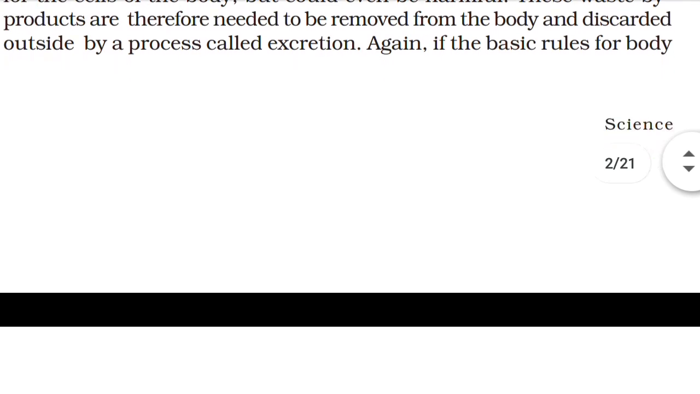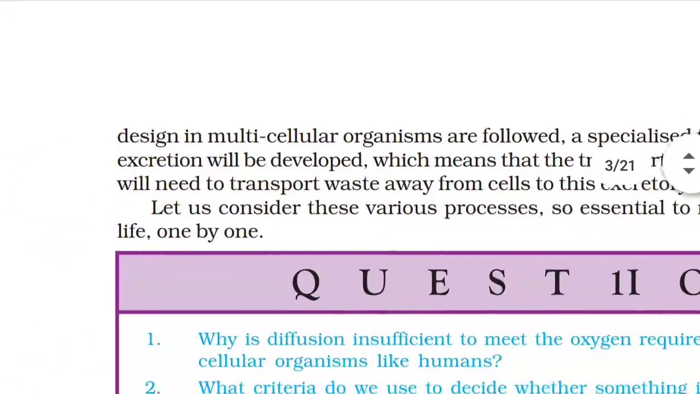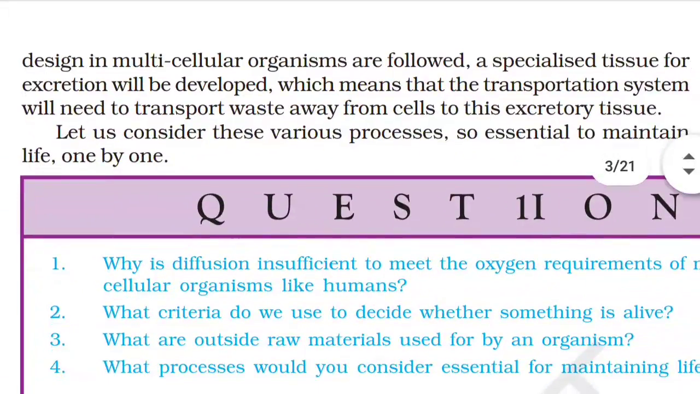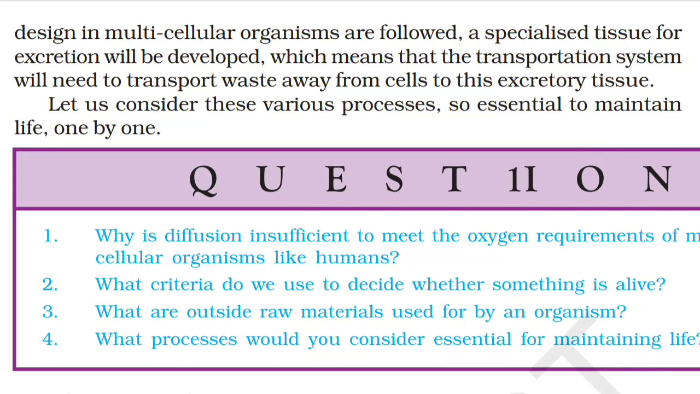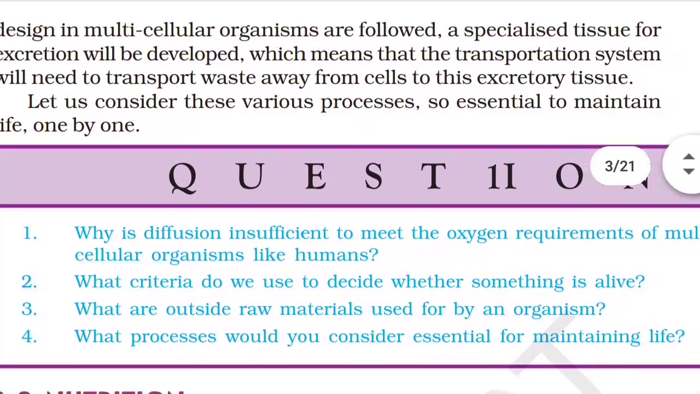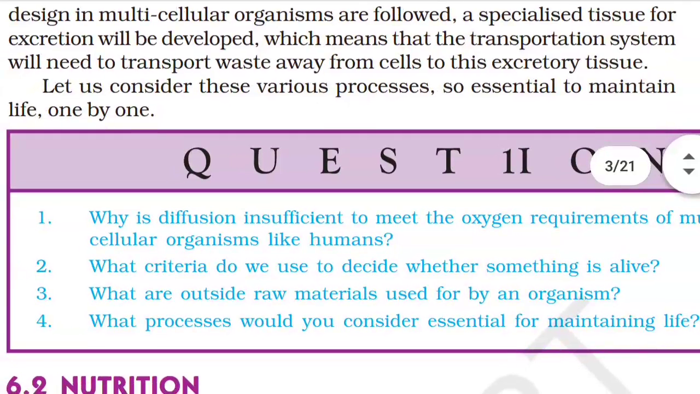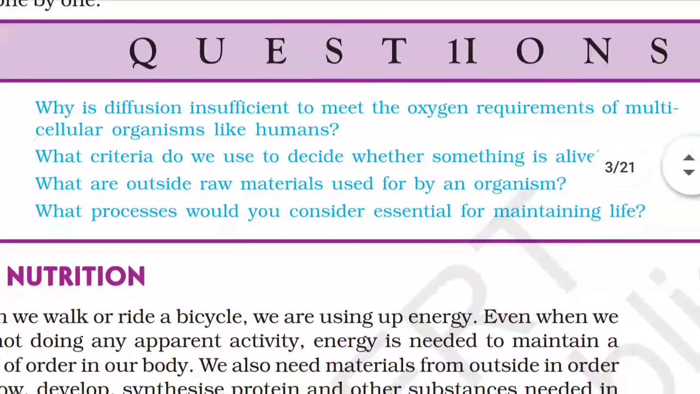Again, if the basic rules for body design in multicellular organisms are followed, a specialized tissue for excretion will be developed, which means that the transportation system will need to transport waste away from the cells to this excretory tissue. Let us consider these various processes so essential to maintain life one by one.